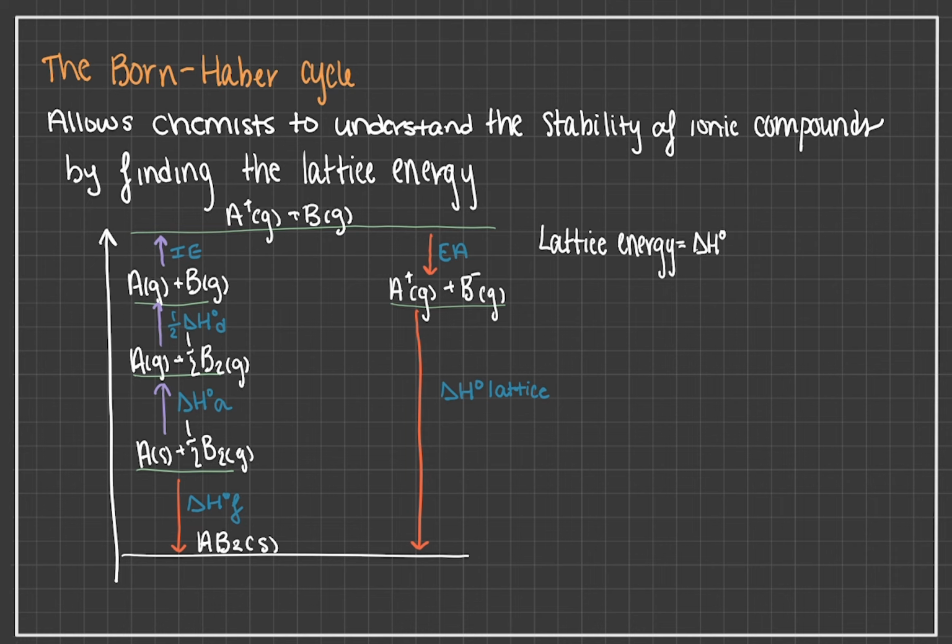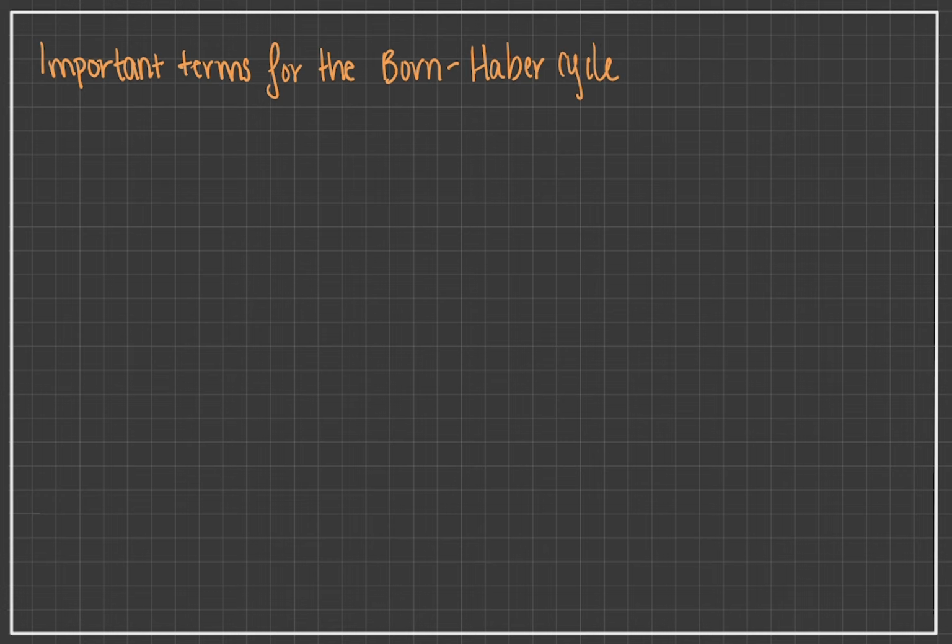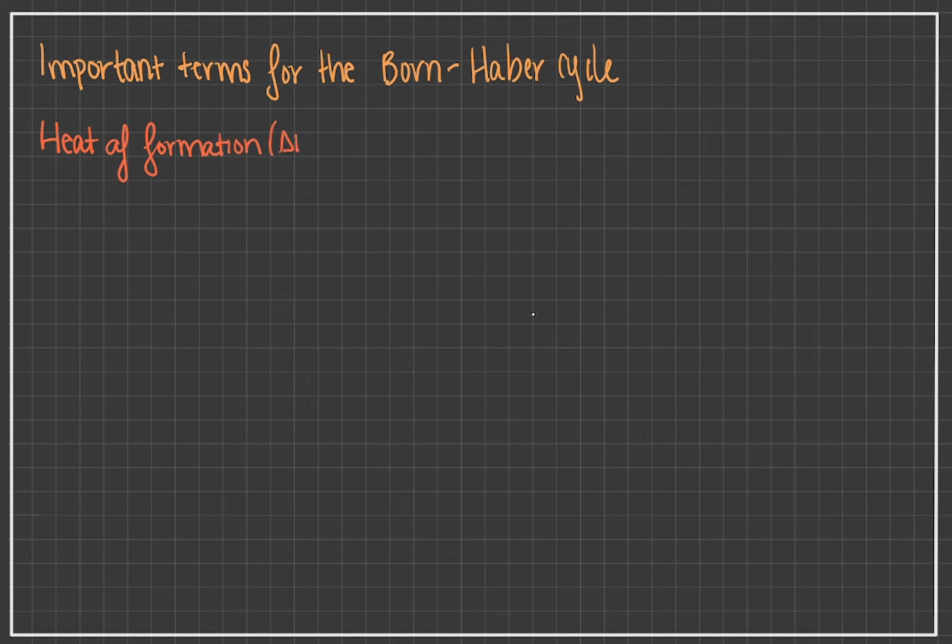As you can see on the side over here, lattice energy is defined as our heat of formation subtracted by the total values of our heat of atomization, half of our heat of dissociation, our ionization energy, and our electron affinity. Now the next slide goes over the important terms that we should know, and I went over this a little bit, but we're going to go into a little more depth here too. Our heat of formation is basically the change of energy from when the atoms are formed into our compounds.